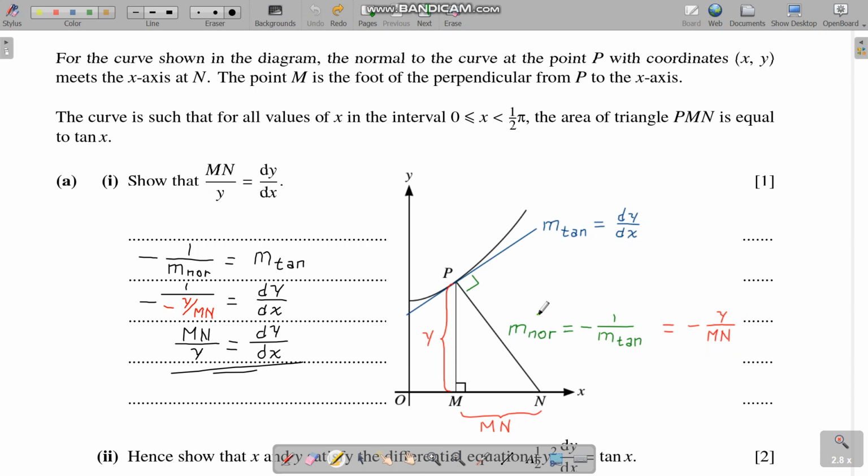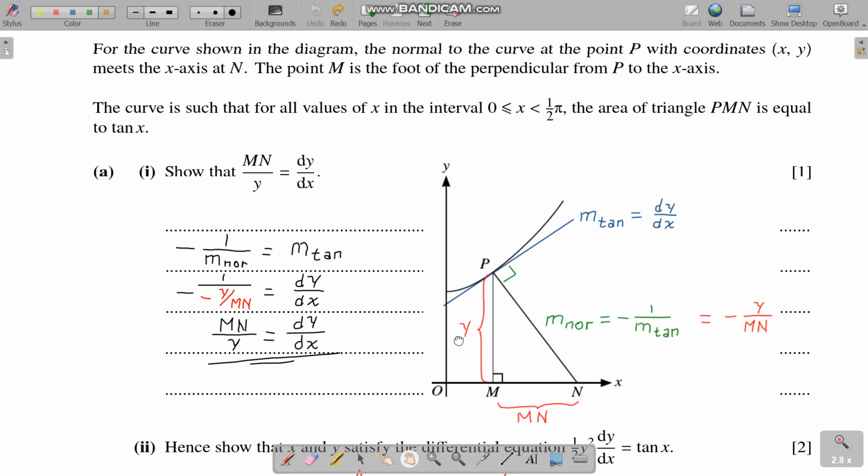Now minus 1 over the normal gradient is the tangent gradient, and the normal gradient is again minus y over MN. So we have MN over y equals the tangent gradient, dy/dx. So that is 1 mark to prove this.